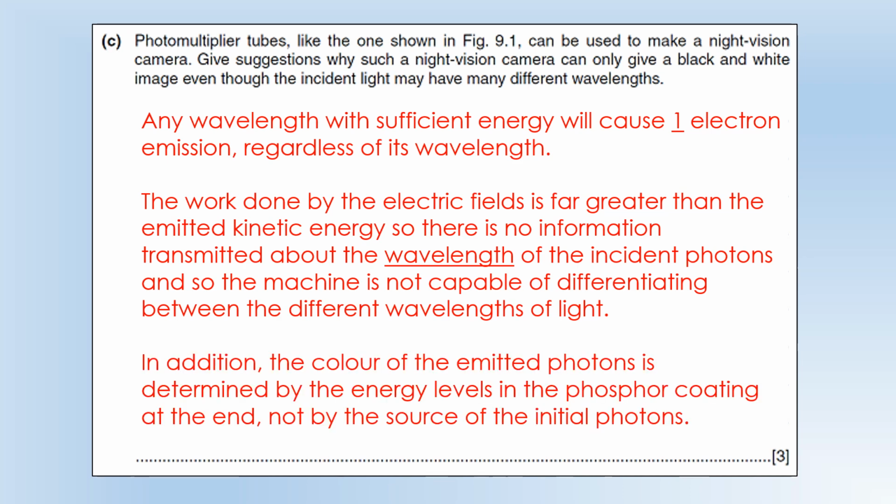So the other thing is that the color of the emitted photons at the other end of this whole process is determined by the energy levels inside the phosphor. It's not determined by the incident radiation. So again, that's going to mean we're not going to produce any useful output color, which is why we're only getting a black and white image.